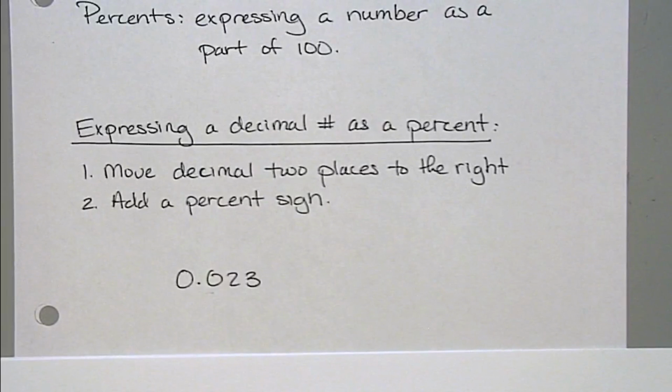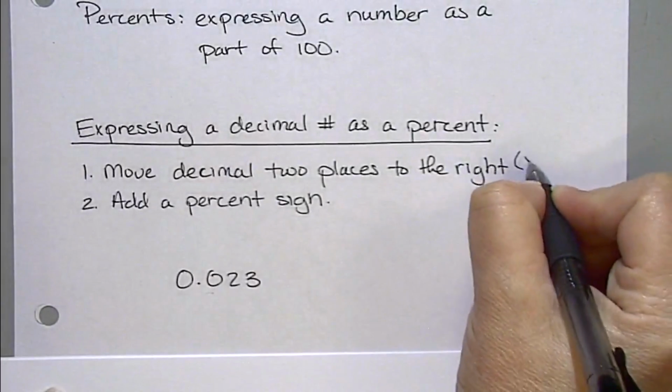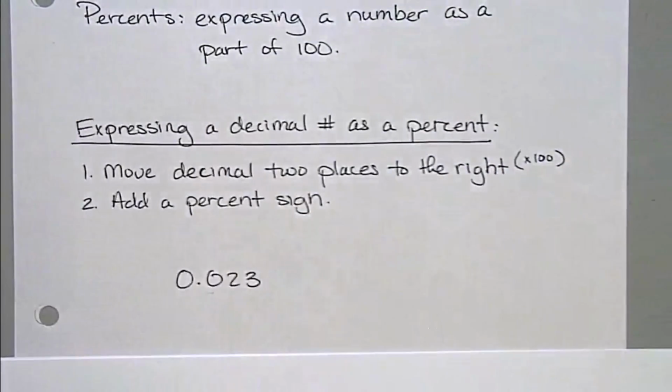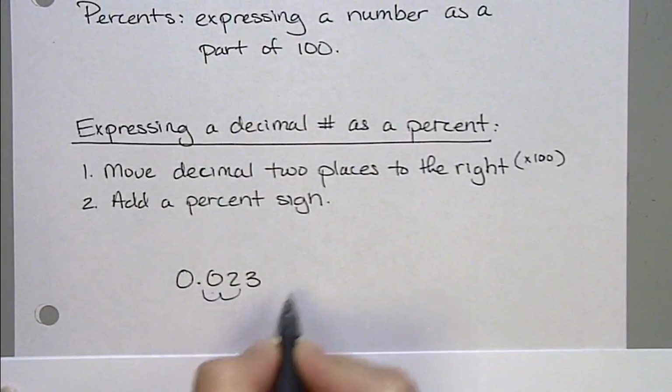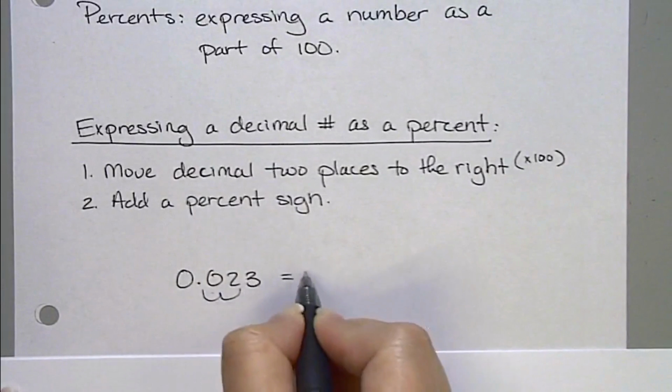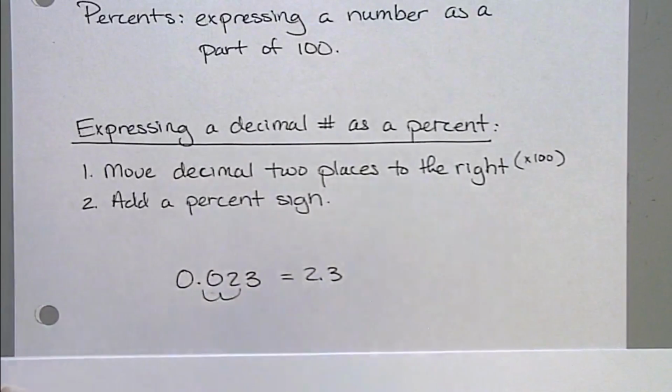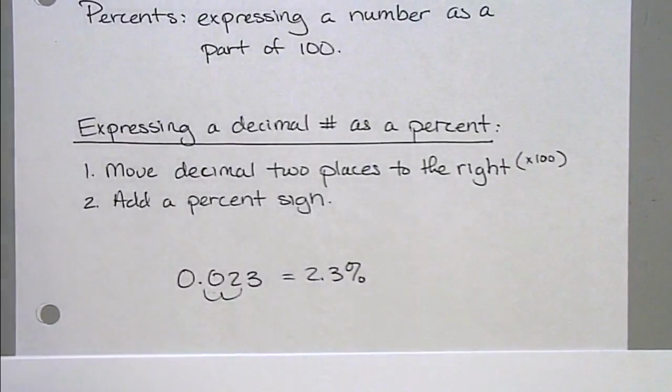To change this to a percent, because it's a part of 100, we're multiplying by 100 essentially, which really is the same as moving the decimal 2 places to the right. So again, this is equivalent to times 100, because it's part of 100. Move your decimal 2 places to the right. Your new decimal is here. You can drop the unnecessary zeros. You have 2.3, and then just add a percent sign to show that 0.023 is equivalent to 2.3%.